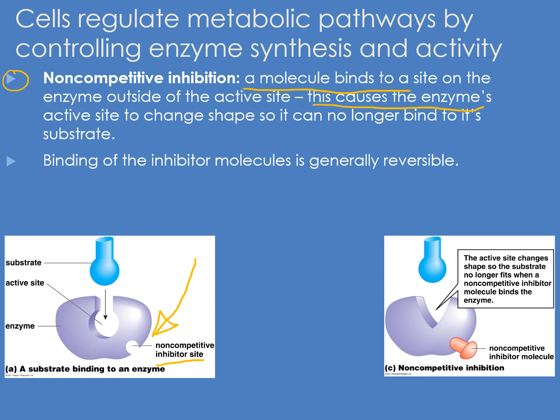This causes, direct your attention up here, the enzyme's active site to change shape, so it can no longer bind to its substrate. So binding of the active site to its substrate is completely shut down. Take a look at the bottom right here, C. We now have the non-competitive inhibitor bound to this other site outside of the active site, and the active site has changed shape. No longer is it complementary to the substrate. The substrate cannot enter the active site.